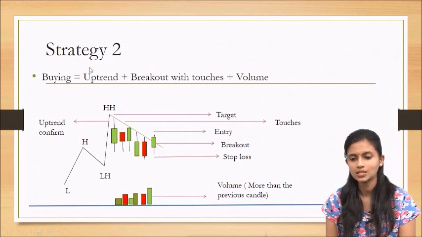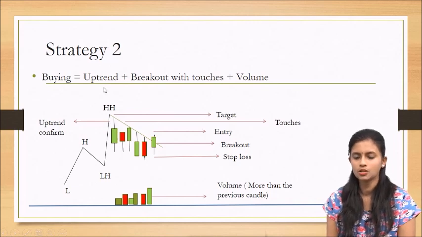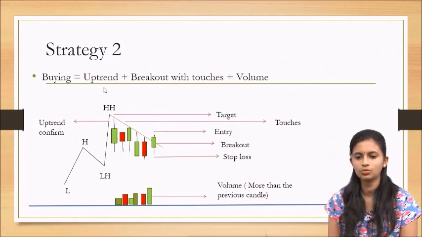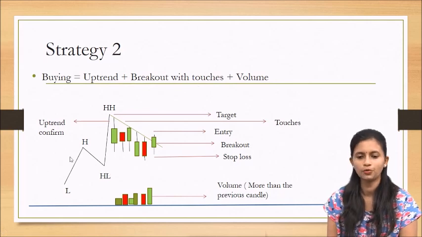So let's see what is strategy 2 and what is a setup, how do we work under the setup. This strategy 2 can be applied to stock, commodities, index, anywhere except for options. If you are looking for a buying opportunity, then 3 conditions are to be met: uptrend, breakout with touches, and volume. For uptrend, as I already told, there has to be low, high, higher low and higher high. Then there has to be a proper breakout.